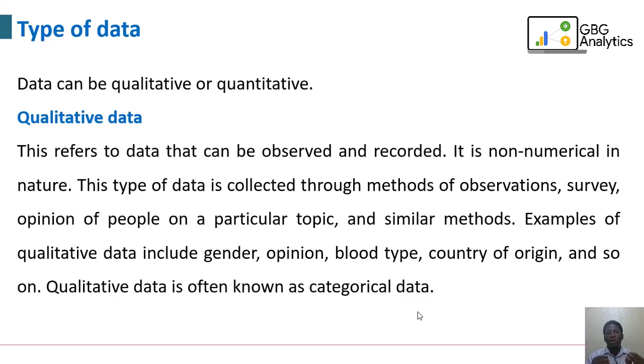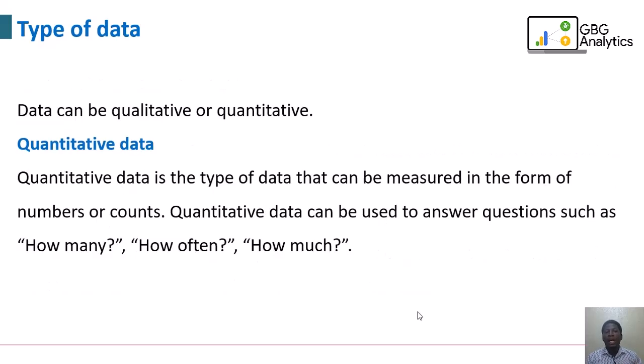The reason why it is called qualitative, as I said before, is that it is observed and recorded. When you see a man, you will know this is a man, and when you see a woman, you will know this is a woman based on observation. Another set of data is what we call quantitative data. This is data that is measured in the form of numbers or counts. For example, your age, the number of children your mother bore, or the number of siblings that you have.